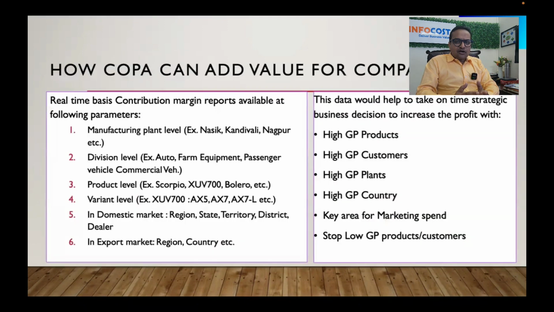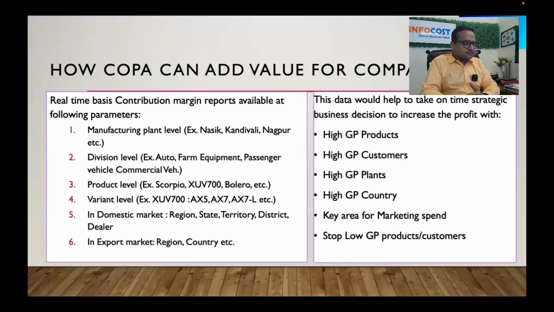Now let's understand what value COPA can add for a company. For example, we are working in a large manufacturing company, say an automobile company, where there are a lot of variants, segments, and different types of vehicles. We need to understand what my contribution is at a plant level, a division level, a product level, maybe a variant level, a state level, or country by country. That helps in taking decisions to focus on high GP products, high GP customers, high GP plants, or the areas where we can focus our marketing decisions. COPA is the only way we can get all this information from the system.